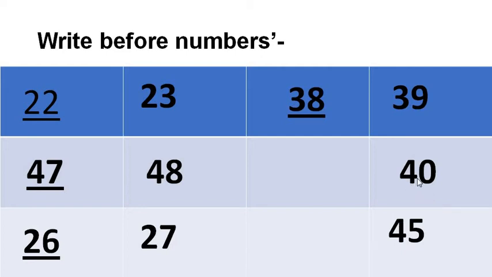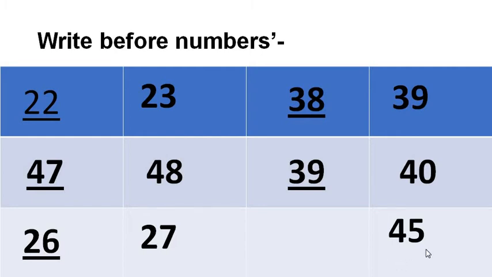This is number 40. So what do you say? Which number comes just before 40? Which line should we count? We have to count the line of 31: 31, 32, 33, 34, 35, 36, 37, 38, 39, 40. Which number comes just before 40? What have I said just now? 39.